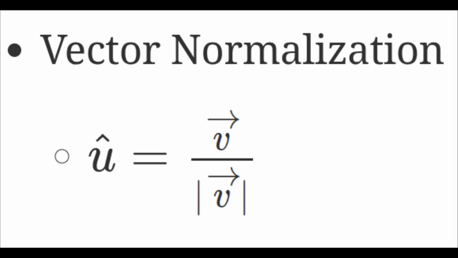What's also really useful to know is how to normalize a vector. The U with the little hat over it means a normalized vector. So to normalize a vector, you just divide the vector by the magnitude of the vector. This is useful because you can get a direction with also having a magnitude of 1. And that can be helpful for all kinds of reasons.